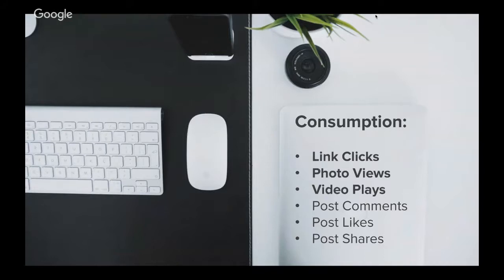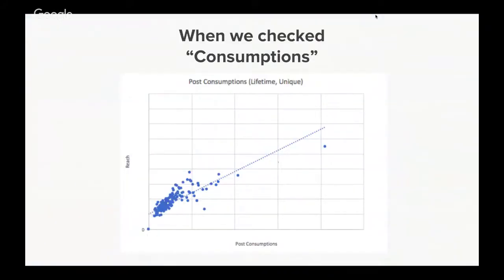So we started comparing consumptions to reach and we found this trend, right? That's a lot better for us because now we can think about the fact that if we get these consumptions, that's really going to be much more directly correlated to our reach. So knowing that consumptions is about clicks and video plays, what we decided was, rather than going as much for the shares, that we wanted to go for the consumptions and the clicks.